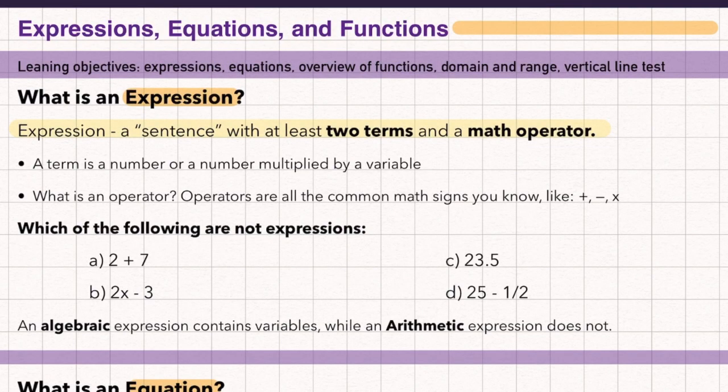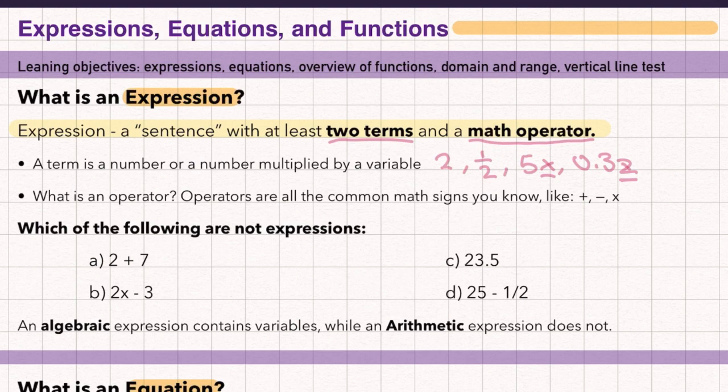An expression is a sentence of sorts with at least two terms and a math operator. Terms are numbers or numbers multiplied by a variable, such as 2, 1/2, 5x, 0.3z. Variables are the letters used to indicate an unknown amount. Now, what is an operator? Operators, as you might have seen before, are symbols that indicate addition, subtraction, multiplication, division, and so on.